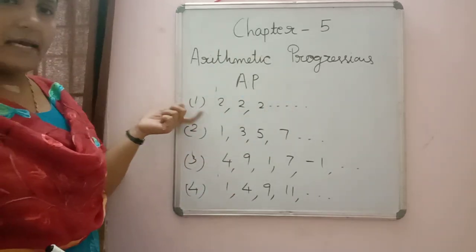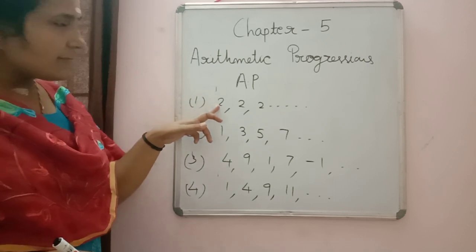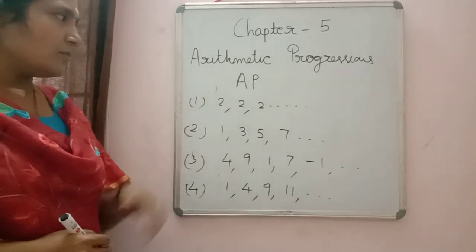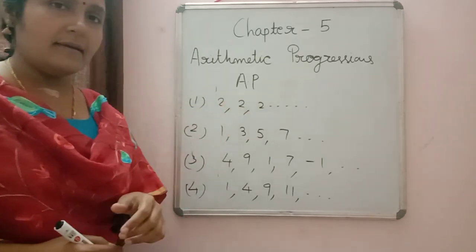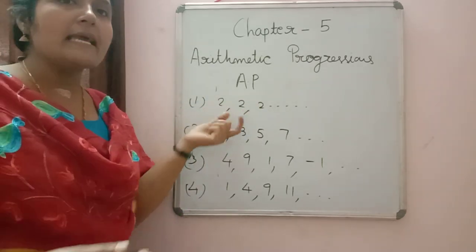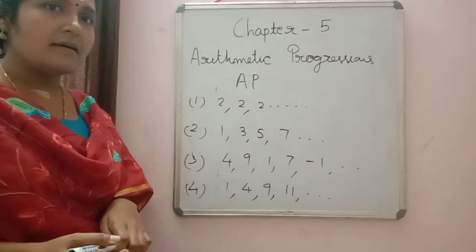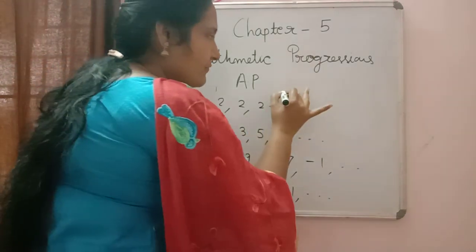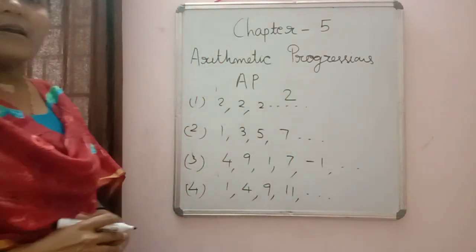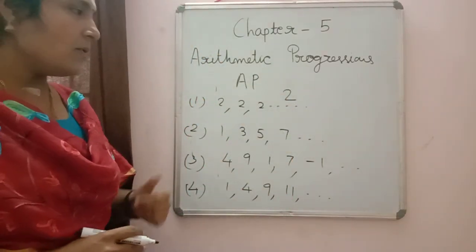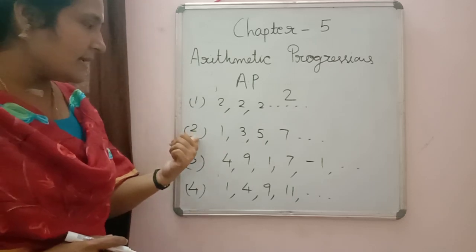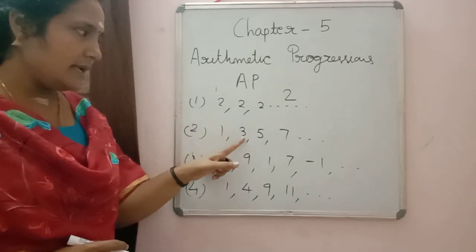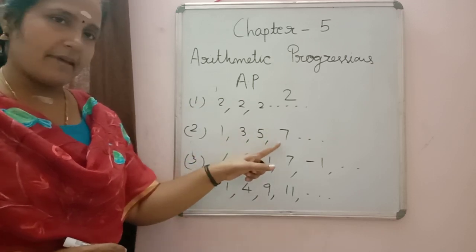Now if we check the first one, the first number is 2, the second number is 2, the third number is also 2. By observing the pattern, can you tell me what will be the next number? Yes, by seeing the pattern we can say the next number of this series will also be equal to 2 only.